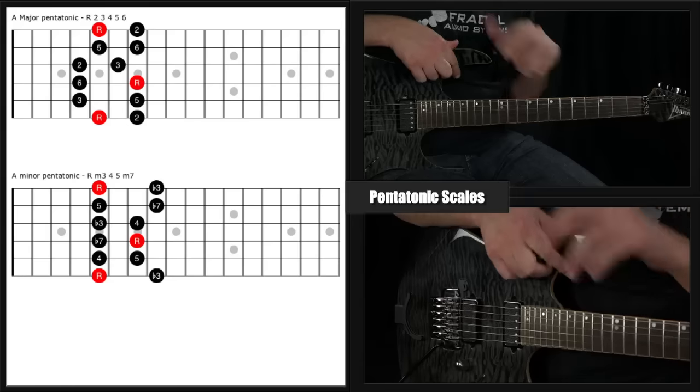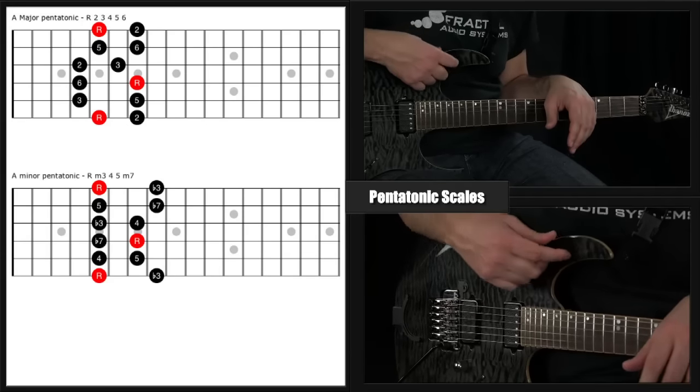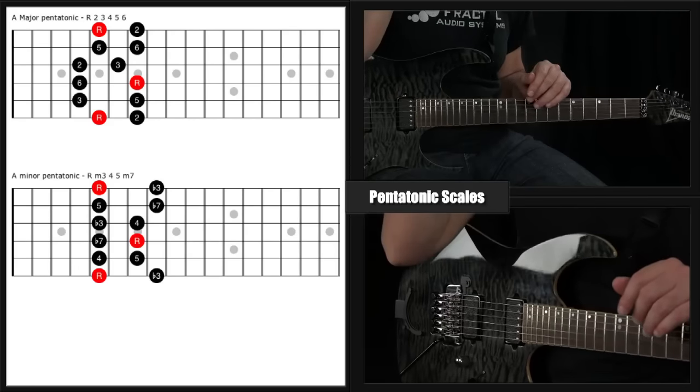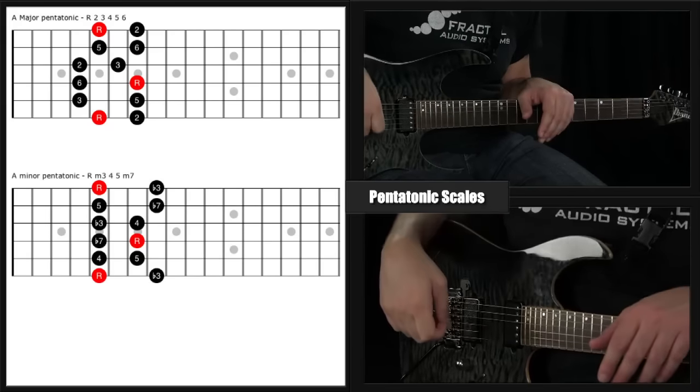What are the similarities we have? We see that they have a perfect fifth. The top scale, the major pentatonic scale, and the minor pentatonic scale both have a perfect fifth.